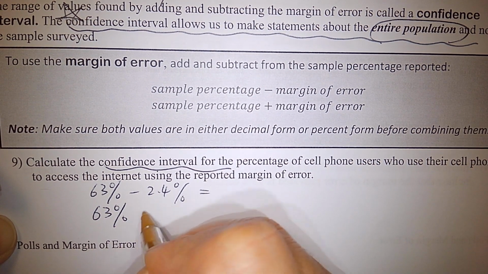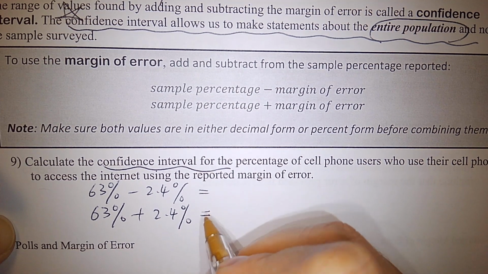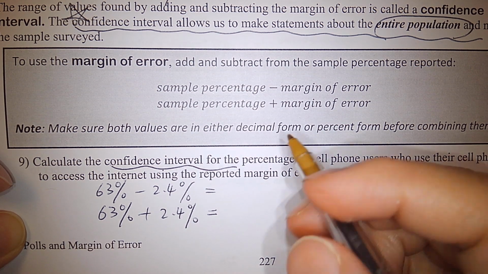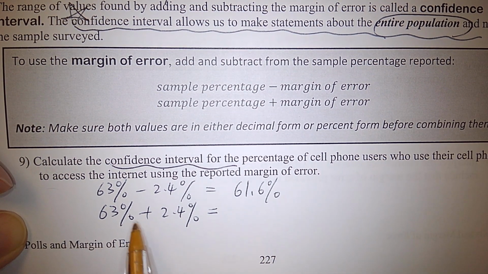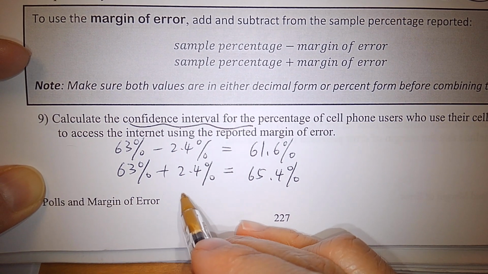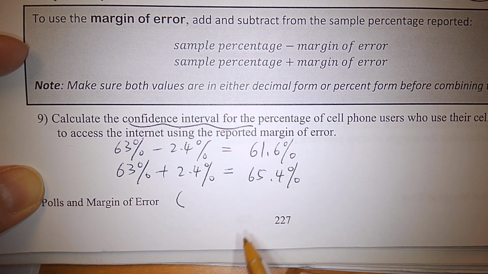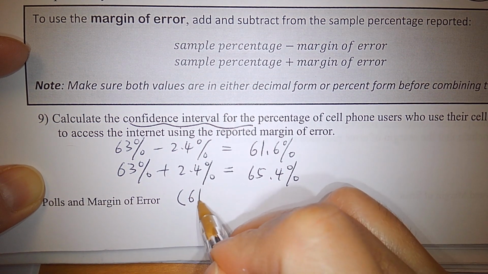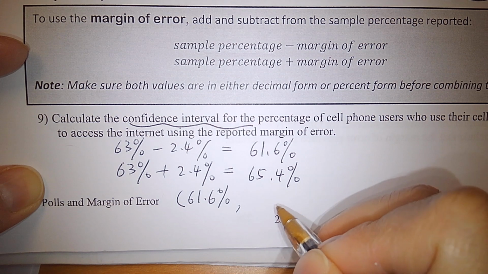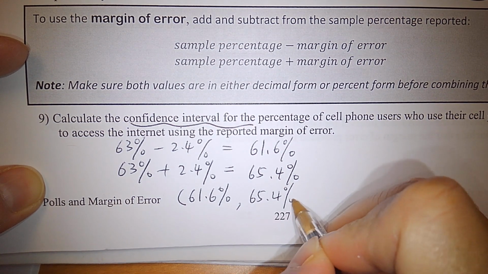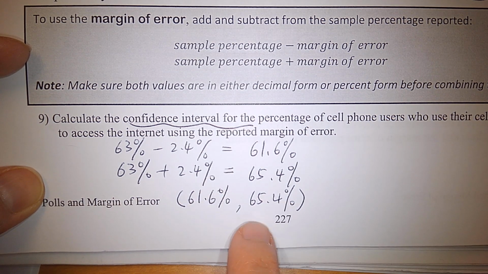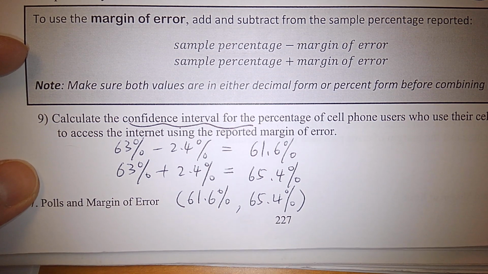So I'm using the percentage for the confidence interval. 63 minus 2.4 gives us what? 61.6%. Adding gives us what? 65.4%. So we have the confidence interval. It's an interval with the lowest endpoint, 61.6%, and the highest endpoint is what? 65.4%. So it's an interval, and we use endpoints. This is a confidence interval.